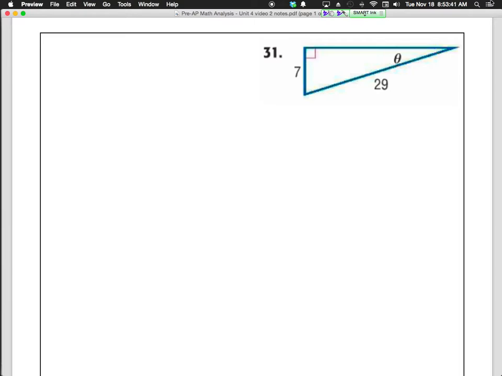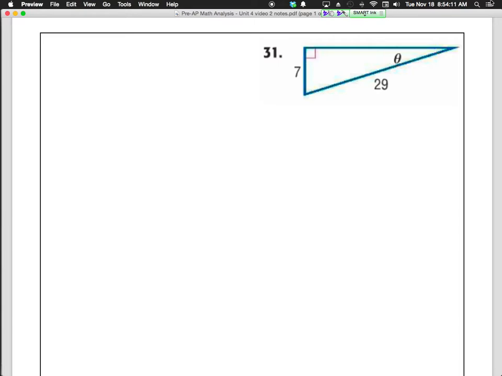Alright, but what do I need to do with 7 to 29 first? You need to find if there are adjacents or opposites. I need to identify what two sides I'm dealing with. So what sides are 7 to 29? We have the opposite and the hypotenuse.